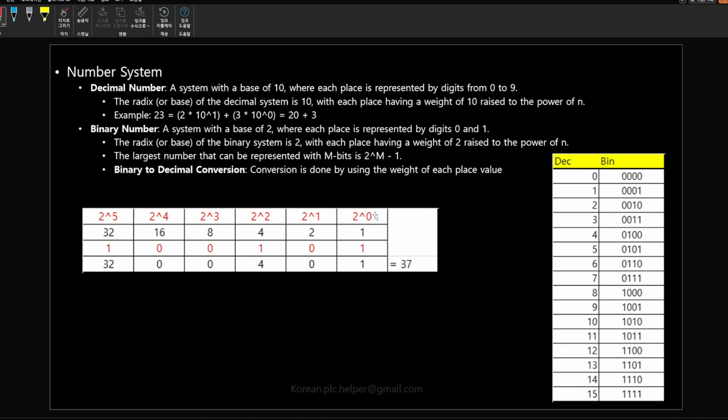2 to the power of 0 is 1, 2 to the power of 1 is 2, 2 squared is 4, 2 cubed is 8, 2 to the power of 5 is 32.